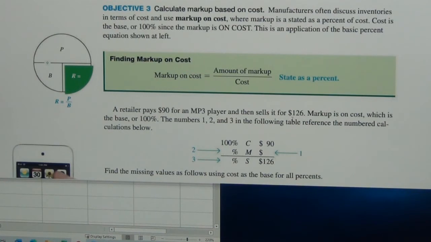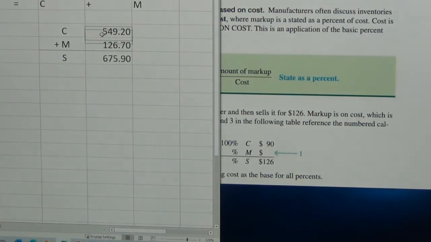So what we're going to learn is that we need to set up, just like we did before, the formula vertically. Now we can set up the percentages vertically as well. In this example, we have a retailer who pays $90 for an MP3 player and then sells it for $126. Let's go ahead and get our calculator out, our piece of paper out, and let's write that up. Now here we're going to replace the cost with $90. We don't know what the markup is, but we know what the sales price is, 126.